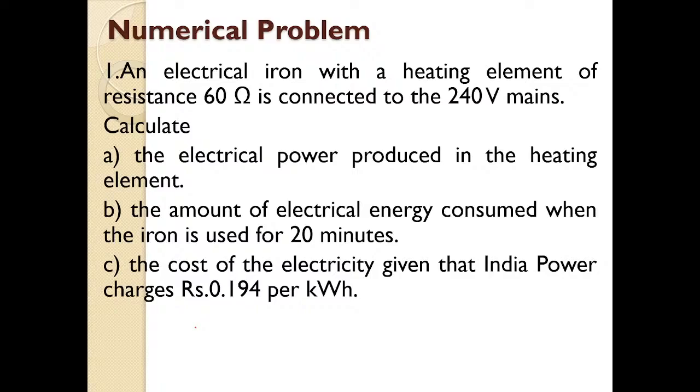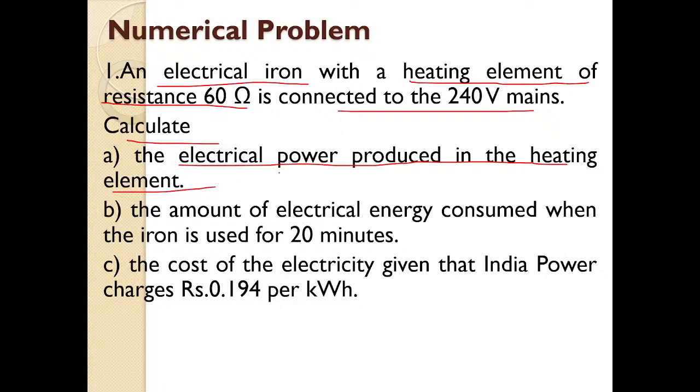For example, I have considered an electrical iron box with a heating element of resistance 60 ohms, connected across a supply voltage of 240 volts. You have to calculate the electrical power P produced in the heating element. We also have to calculate the amount of electrical energy consumed, E, by the iron box in 20 minutes.